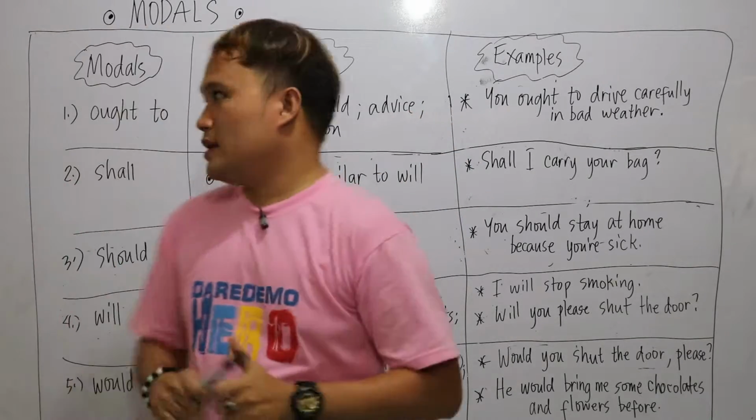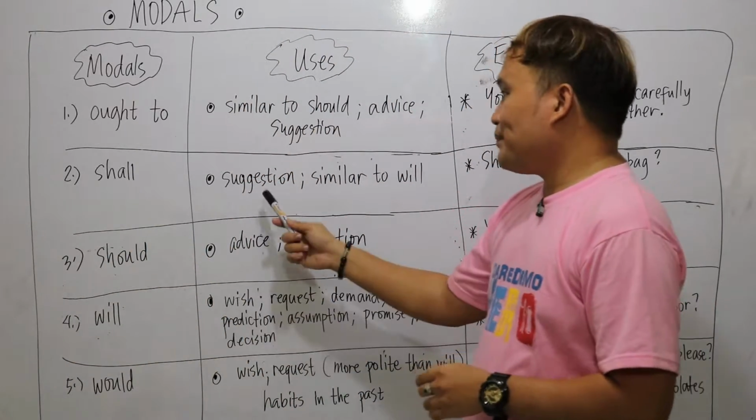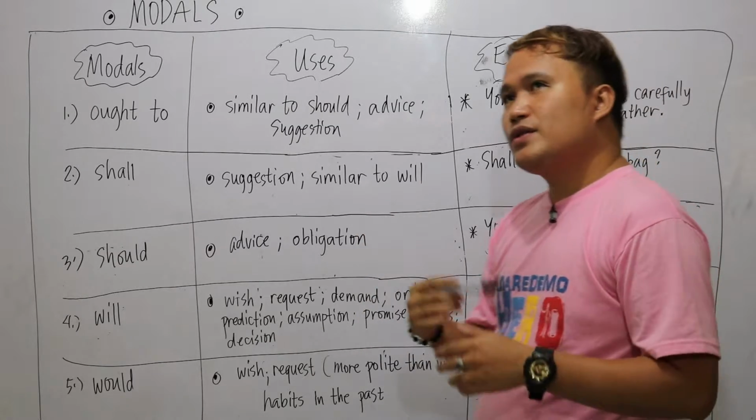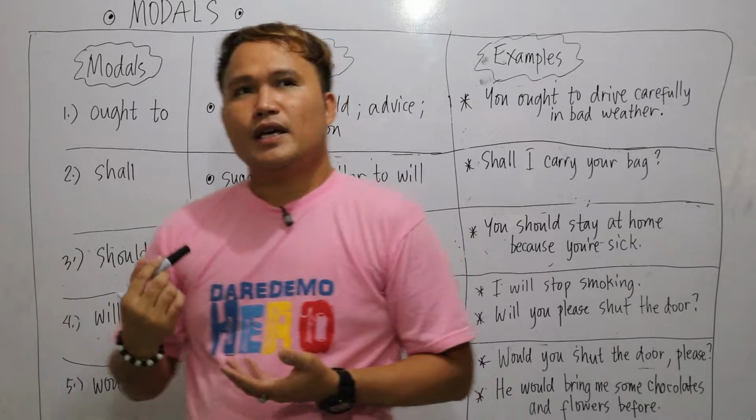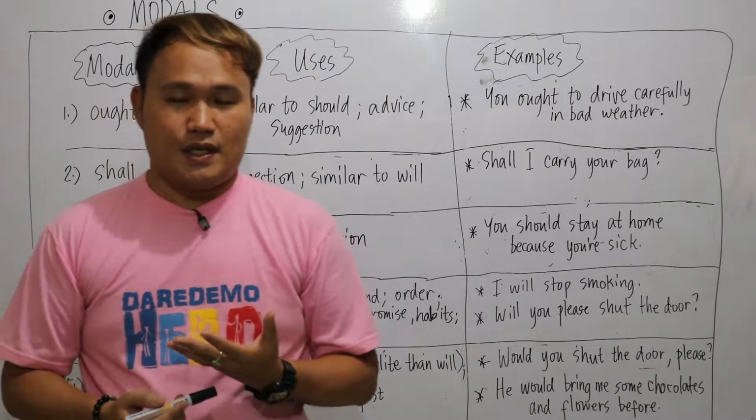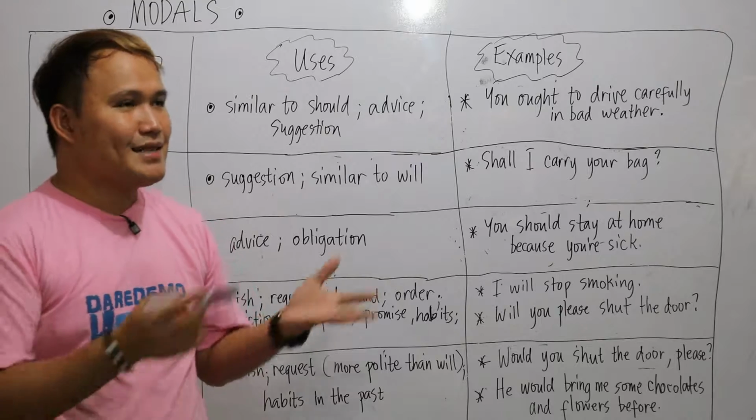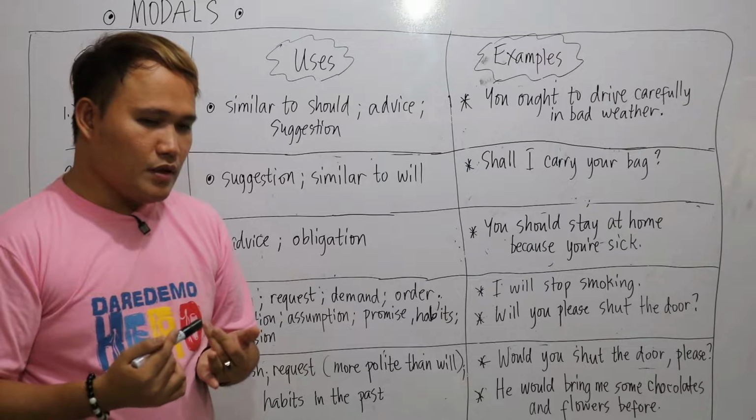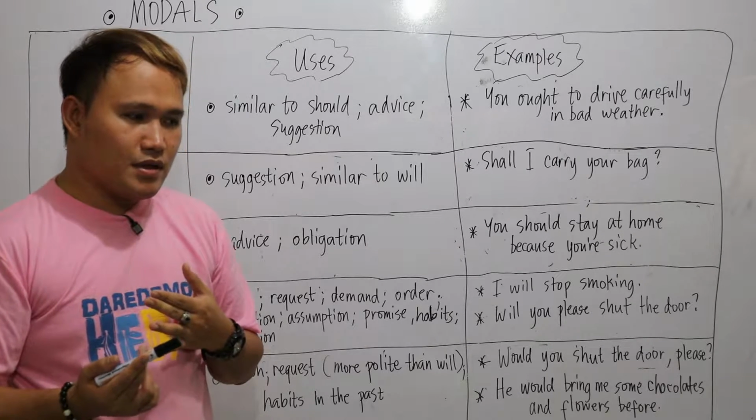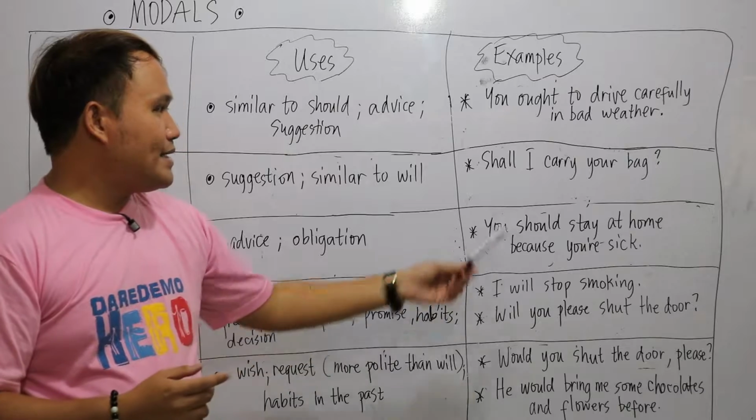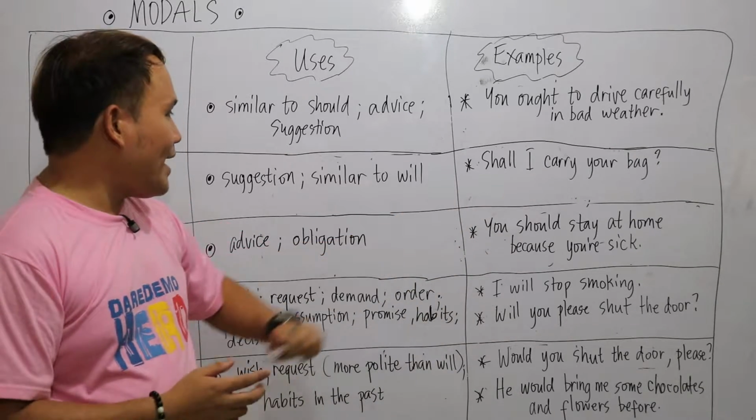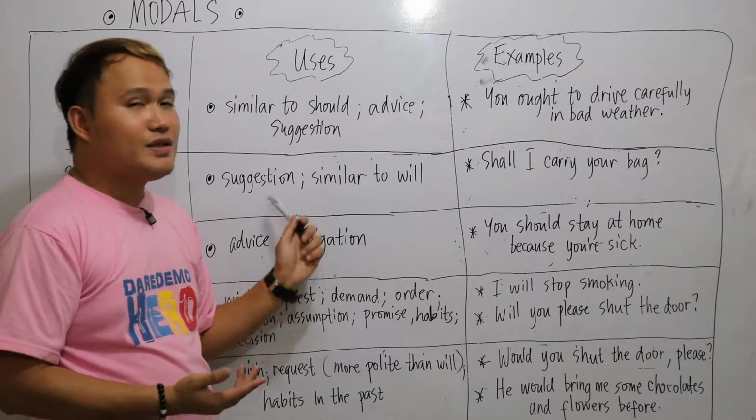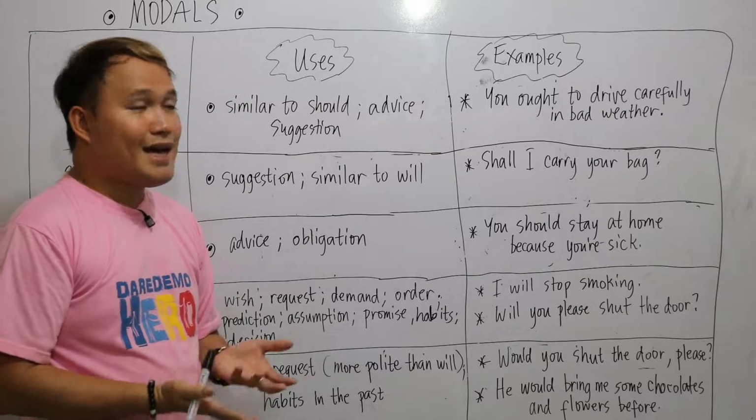Next, shall. What are the uses of shall? Let's read. For suggestion, similar also to will. So shall and will are futuristic by nature. You're going to use these modals, shall and will, for something that's going to happen in the future. For example, shall I carry your bag? This simply conveys a suggestion or offering something. Shall I carry your bag?